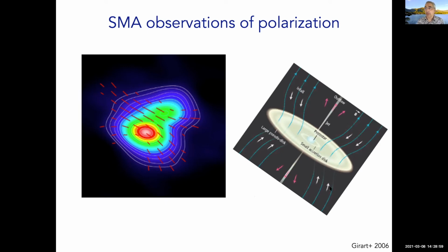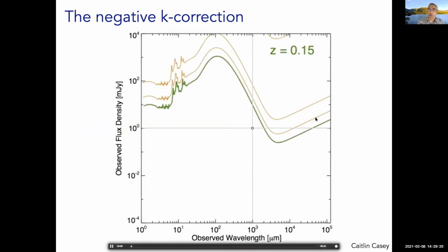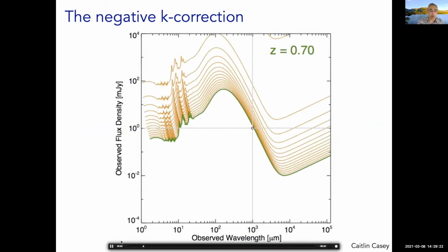So the SMA has capability and continues to carry out polarization observations to measure magnetic field strengths, among other things. Shifting gears now to very high redshift sources. At 1 millimeter wavelength, there's also another important aspect that comes when we look at the SED of an object.